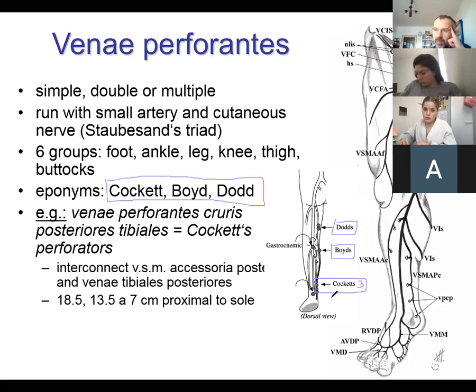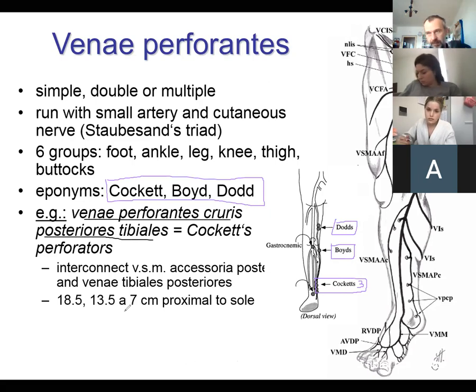This is what you have to learn for clinics. Of course, they have their proper names. And if you read the proper name, you start to laugh, as it is really, really long. Posterior tibial perforating vein of the leg. So it's easier to say Cockett perforator.